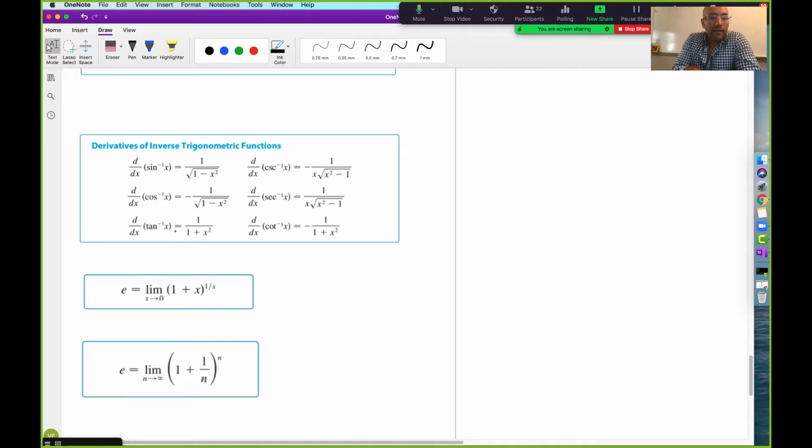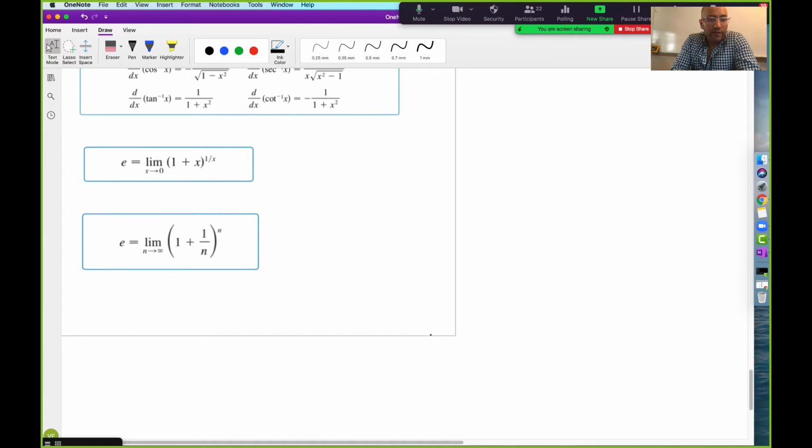Good. And then the book finished off with a reminder. I don't know if it's the first time you've seen it, but a little description of how we can find e, the definition of e as a limit. You probably covered that somewhere.